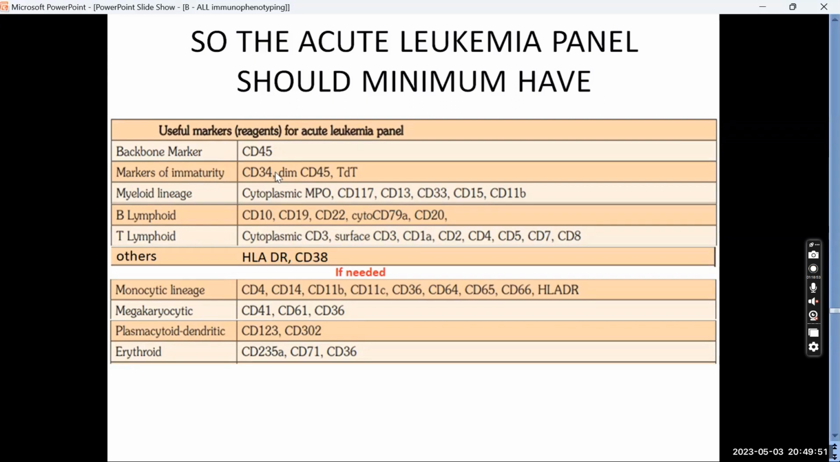You should have immaturity markers like CD34, TdT. It should have myeloid lineage specific markers like cytoplasmic MPO and associated markers like CD117, 13, 33, 15, 11B. B lymphoid markers: CD10, 19, 22, cytoplasmic CD79a, CD20. T lymphoid markers: lineage specific cytoplasmic CD3, surface CD3, and other lineage associated markers like CD1a, 2, 4, 5, 7, 8. CD1a is also an immaturity marker.